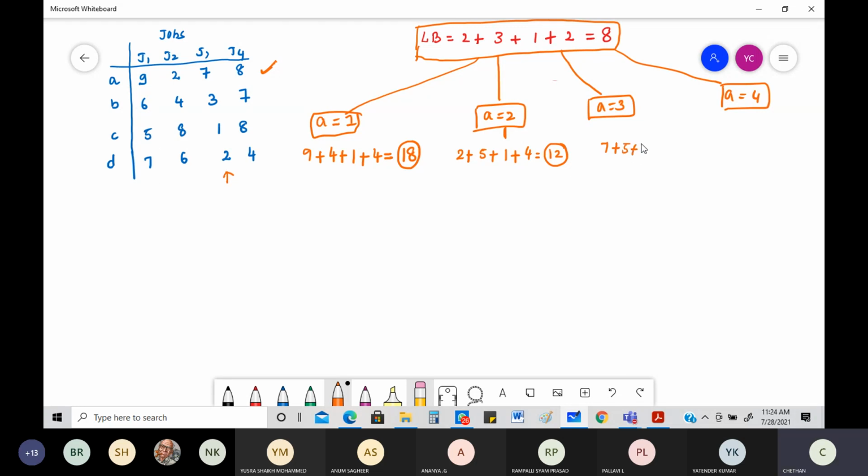Second column, which is smaller, 4. Fourth column, which is smaller, 4. How much value do you get? You get the value of 7 plus 5 plus 4 plus 4, 20. This is exceeding. Okay, very much exceeding.